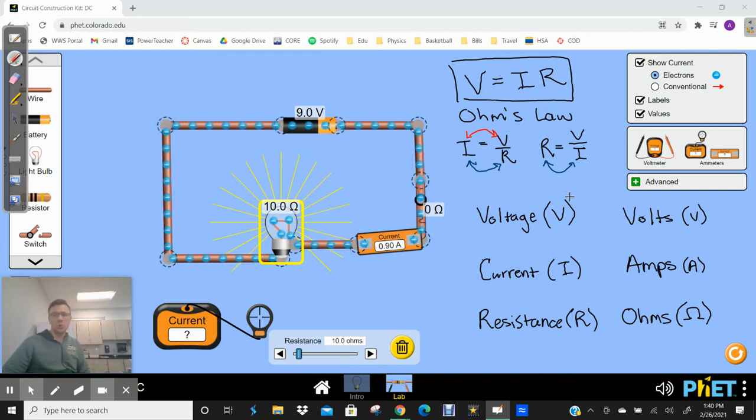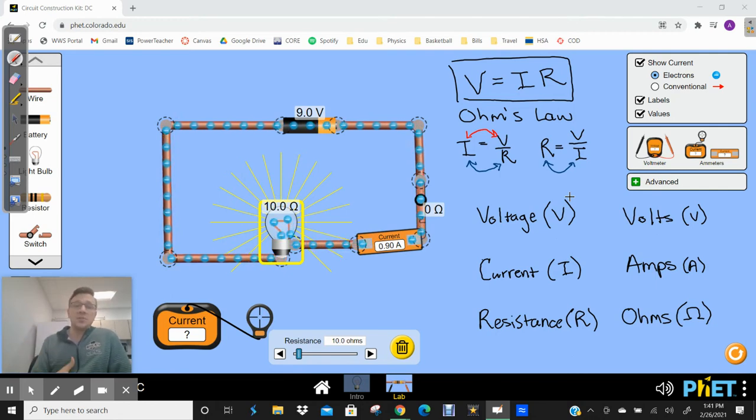We've kind of covered what we measure all these things in. So voltage measured in volts, current measured in amps, resistance measured in ohms. We've talked about the relationship that they each have on each other. Current and voltage are directly proportional. If I increase the voltage and leave the resistance the same, the current will increase. And if I decrease the voltage, the current will decrease.